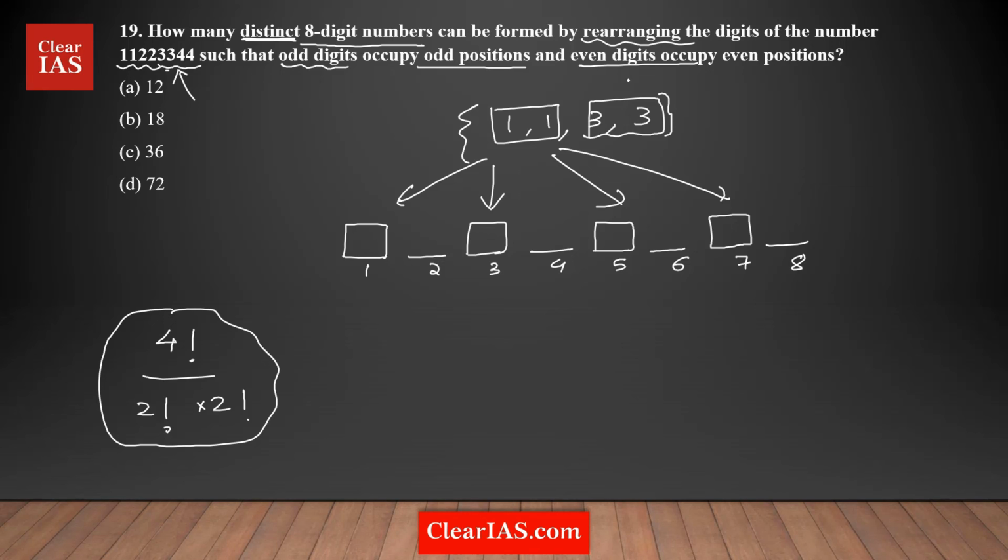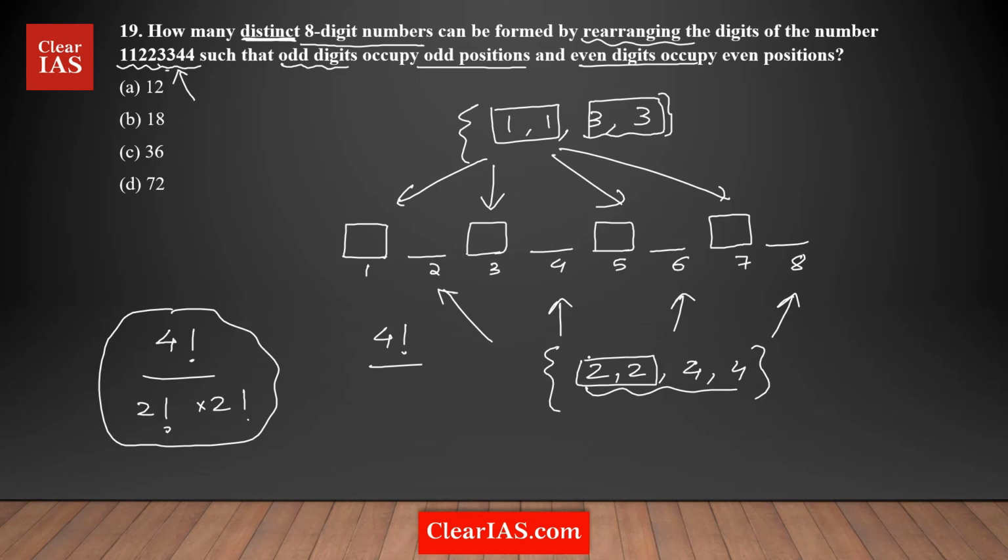Similarly, you need to arrange even digits at the even positions. So these are the even positions: 2, 4, 6, and 8, the remaining places. There are four places. And how many even digits are there? There are two twos and two fours. So how many ways can you arrange these four digits in these even places? Stick to the same formula. How many digits are there in total? 4, so 4 factorial. Divide by repetitions. 2 is repeating 2 times, so 2 factorial. 4 is repeating 2 times again, so it's 2 factorial. So this many ways you can arrange them in 4 places.